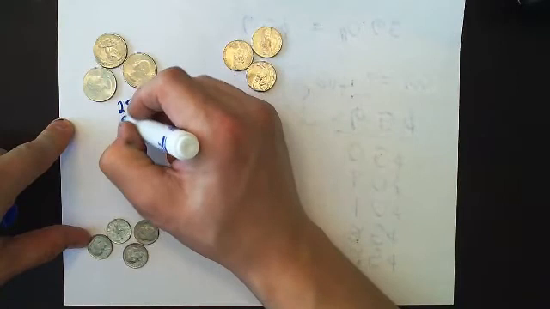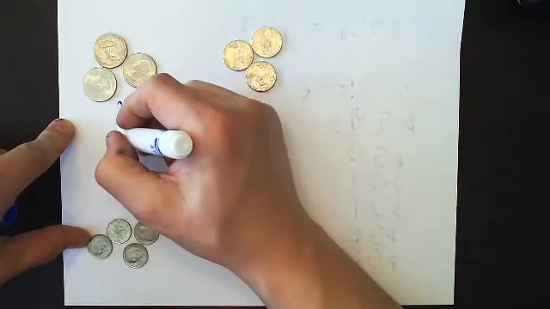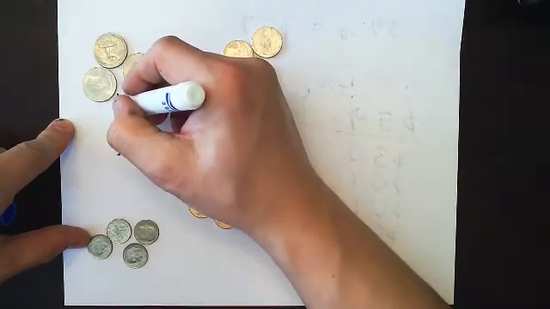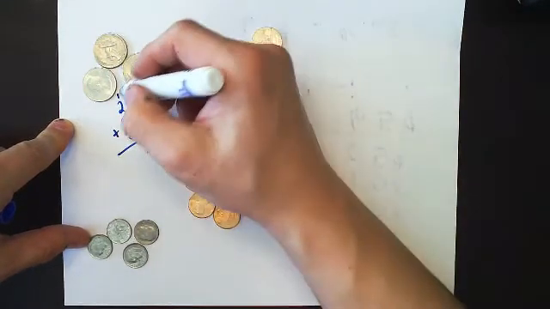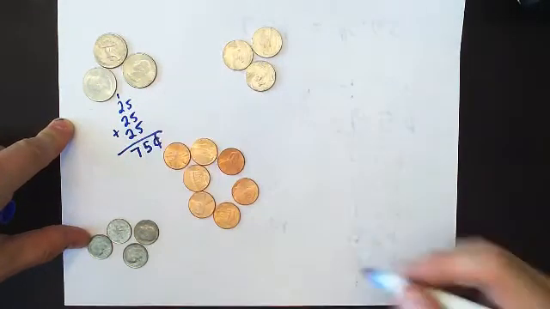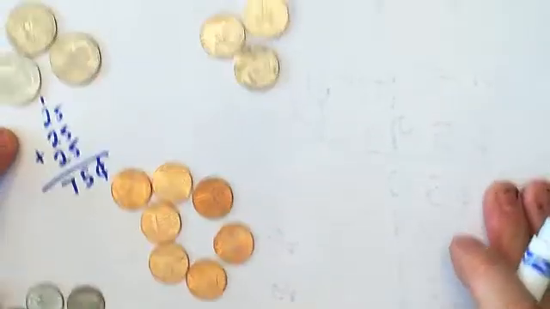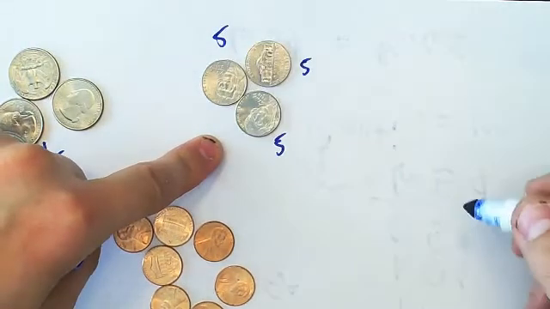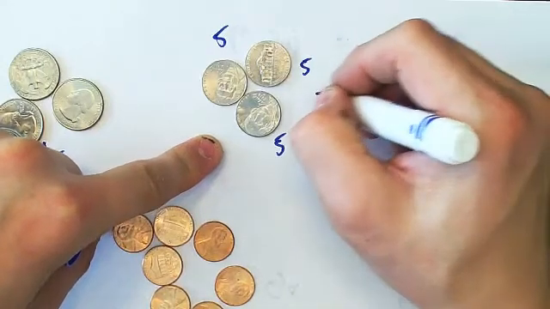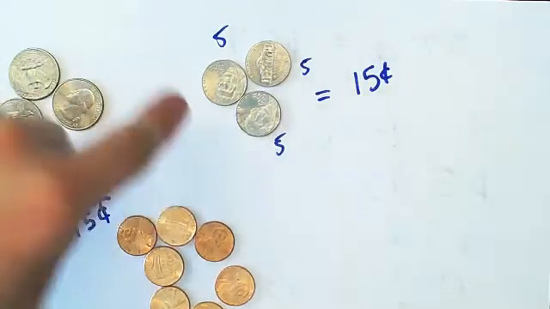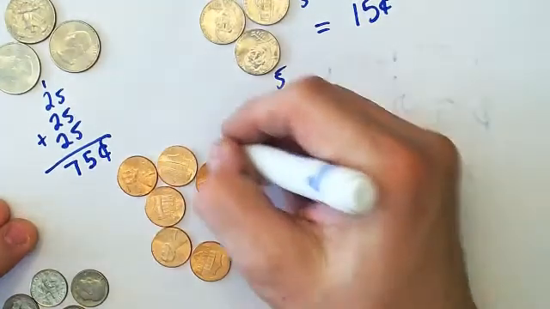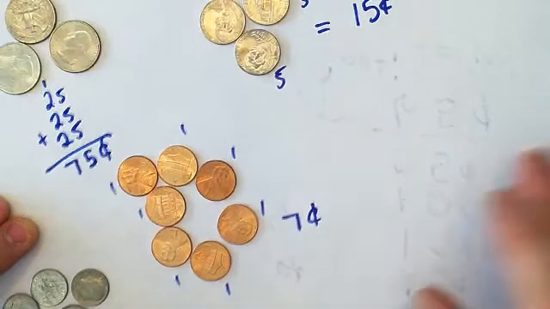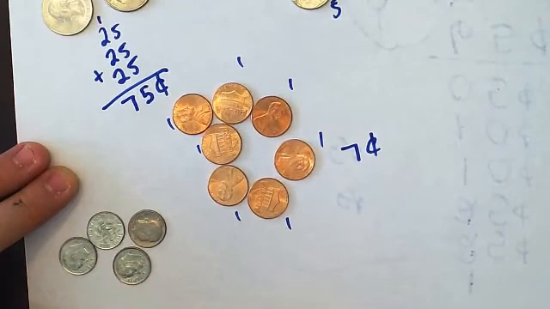So if I know quarters are worth 25 cents, this is 25 plus 25 plus 25. Okay, and if I add that up, 5 plus 5 plus 5 is 15. 2 plus 2 plus 2 is 6, plus 1 more is 7. So right here we have 75 cents just in quarters. For my nickels, I have 5 and 5 and 5. So 5, 10, 15. So this is 15 cents. My pennies, I have 1, 2, 3, 4, 5, 6, 7. So that is 7 cents in pennies.